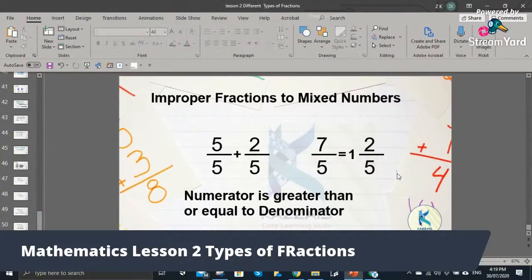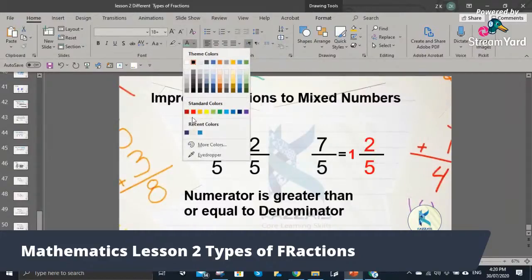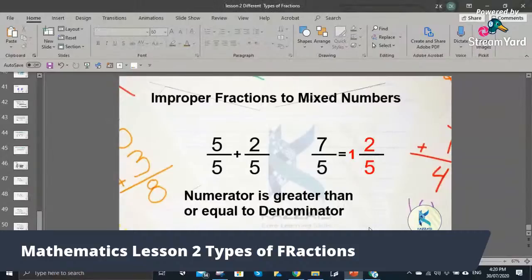The number, this 1 whole 2 over 5, is called a mixed number. Are you getting my point? 1 whole 2 over 5 is called a mixed number because it has one whole number and a fractional part.